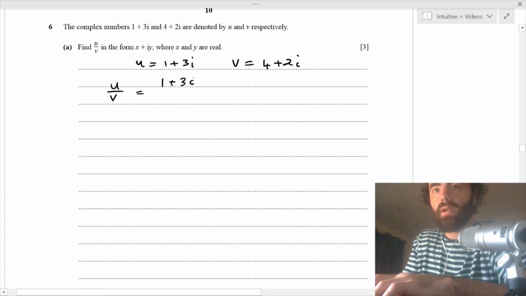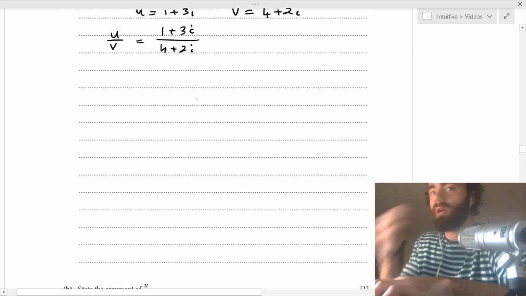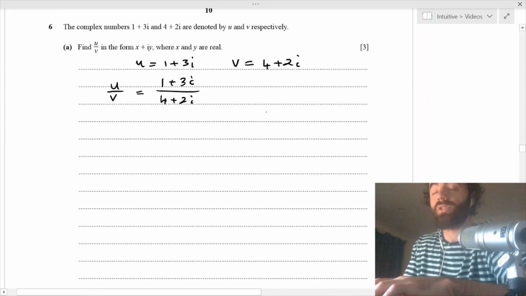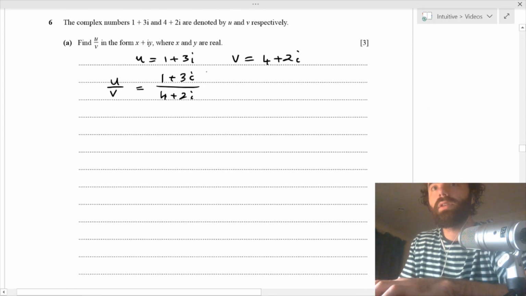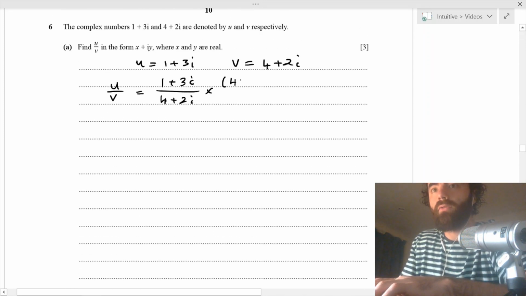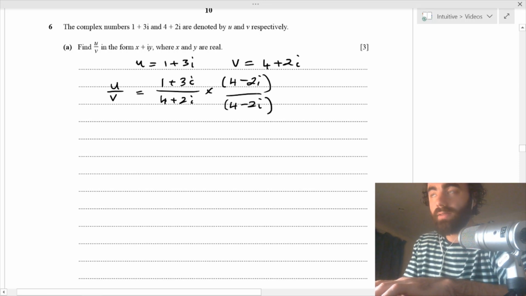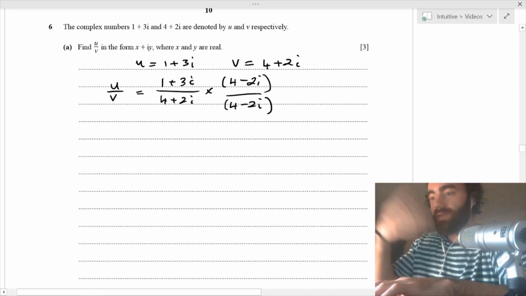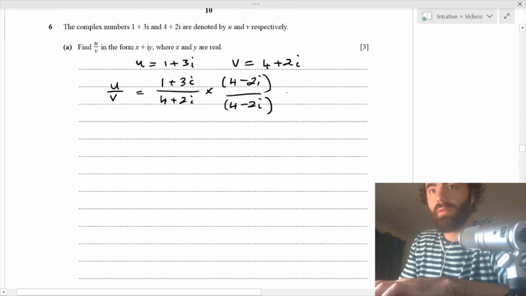So 1 plus 3i divided by 4 plus 2i. And what we do here is we times the top and bottom by the complex conjugate of the denominator. So we times this by 4 minus 2i, and we do this because it gets us a constant on the bottom. Over 4 minus 2i, which is equivalent to doing nothing, right? Because we're timesing the same thing over the same thing, which is just 1.